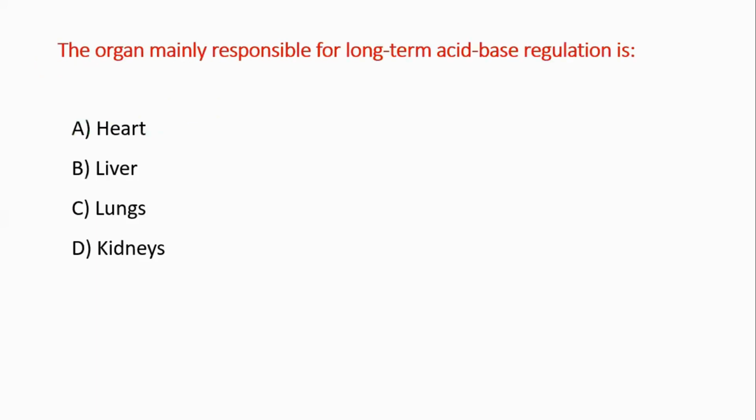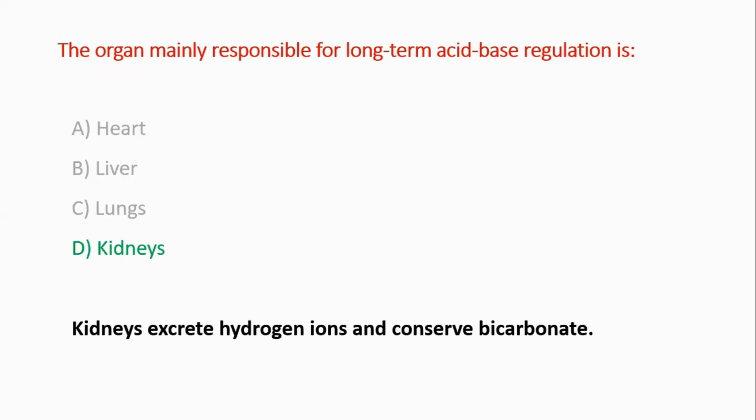The organ mainly responsible for long-term acid-base regulation is heart, liver, lungs, or kidneys? The lungs work fast, but another organ works slowly and permanently to maintain pH. Which organ is the body's final acid-base regulator? Yes, you guessed it right. The answer is kidneys. Kidneys excrete hydrogen ions and conserve bicarbonate.